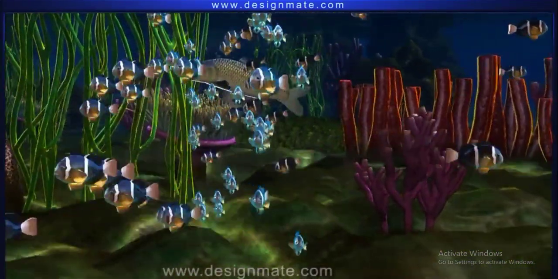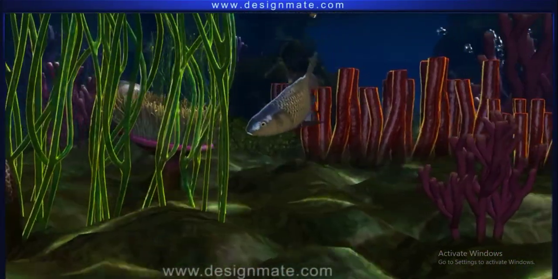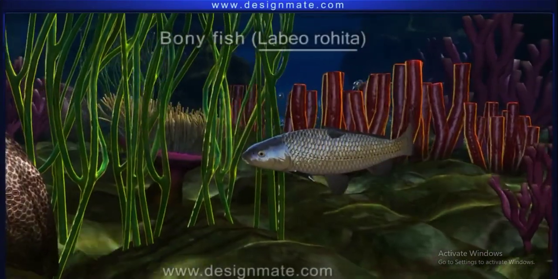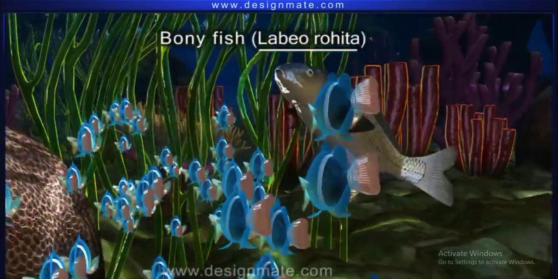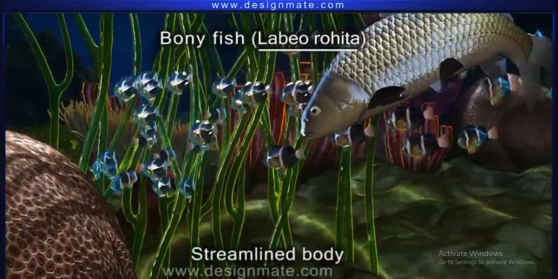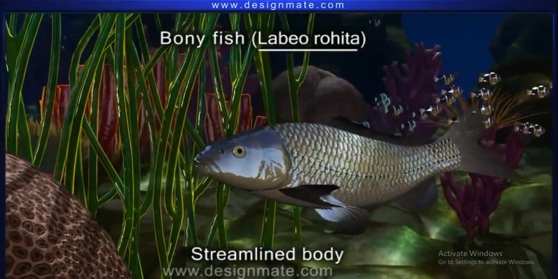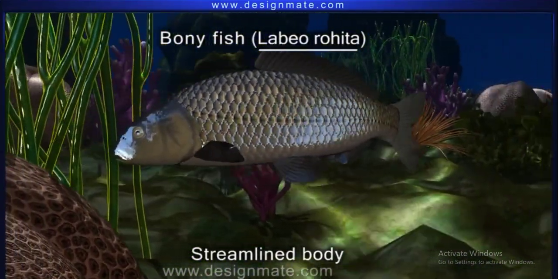The aquatic environment is home to a number of fish. A typical bony fish, such as Labeo rohita, has a streamlined body, which helps it to overcome the resistance offered by water as the fish swims.